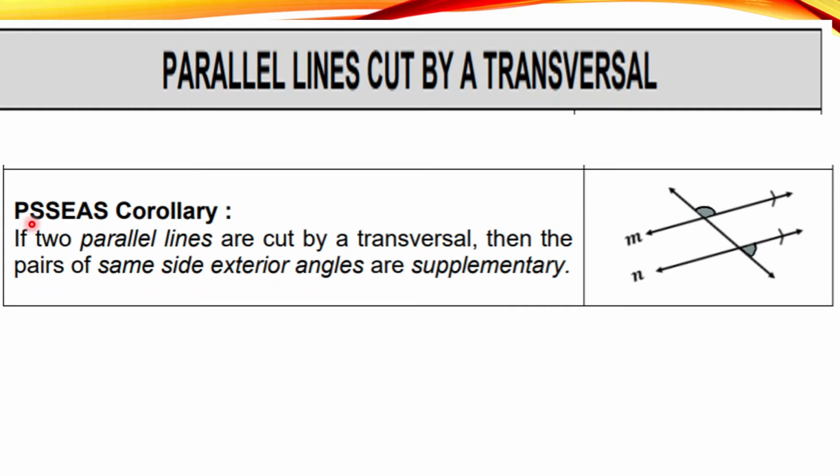Okay, next, the PSSEAS corollary. If two parallel lines are cut by a transversal, then the pairs of same-side exterior angles are supplementary. So, pairs of same-side exterior, on the outside. So, this angle and this angle, if you add these two angles, it is equal to 180 degrees. And this angle and this angle, if you add them, that is equal to 180 degrees.